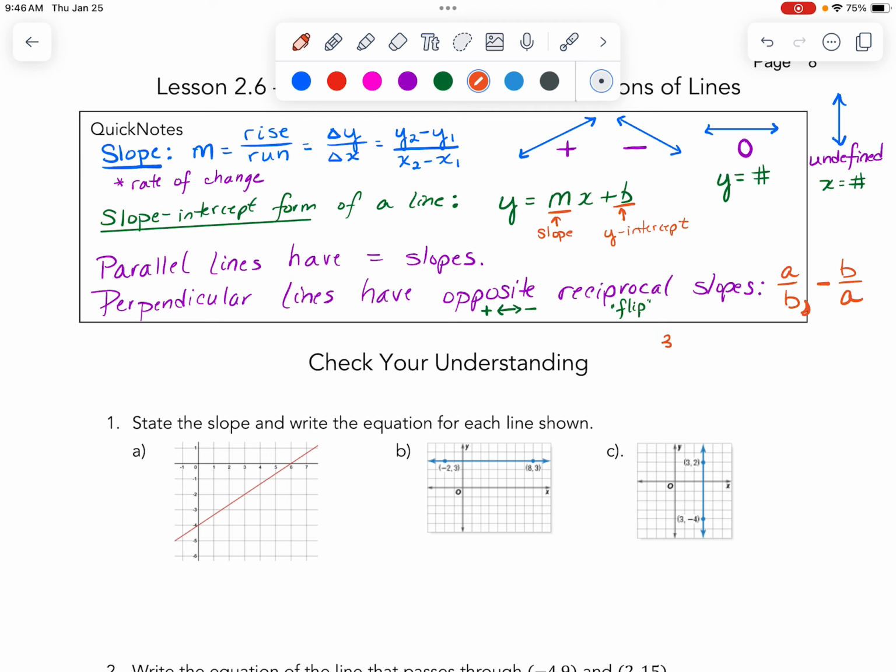So just to be sure you got that, let's think about 3/4. The opposite reciprocal of 3/4, we would flip it and make it the opposite, so negative 4/3. If I had something like -3, that would be the same as -3/1. So I flip it and make it the opposite, which is positive. So -3 and 1/3 are opposite reciprocals.